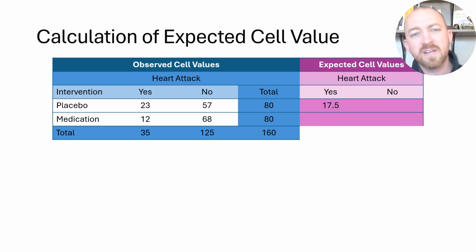So if we do this now for the second cell, or cell B we could call it, we're taking the people who received the placebo and did not have a heart attack.